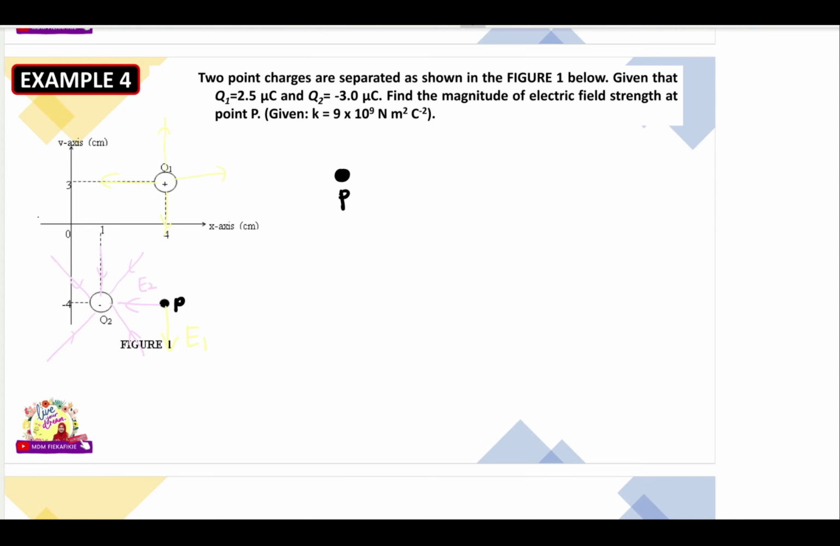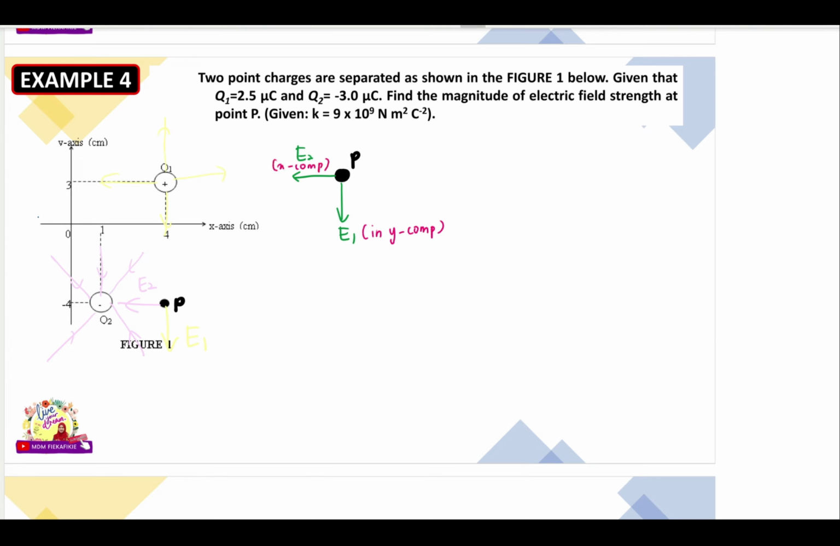Saya suka lukis asing macam ni. So, saya ada point P. Saya letak tepi sikit. So, saya ada point P. Okay. So, kita ada, first kita ada E1. And then kita ada E2. Okay, so sekarang kita nampak E1 is vertically downward, the direction, okay, but E2 is pointing to the left, which is horizontal direction. So kita tahu E1 is in Y component and E2 is in X component.